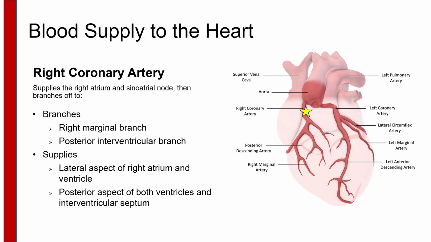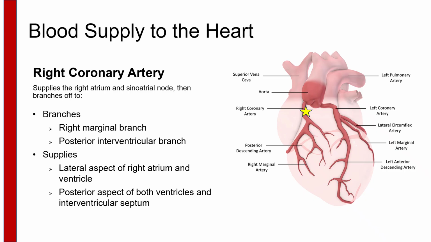Then, just like the left side, we have something similar on the right side. So this is the right coronary artery, pictured here with the star. It also has two branches, the right marginal branch and the posterior interventricular branch, and these supply blood to the right atrium and ventricle, and then behind the heart to both ventricles and interventricular septum.